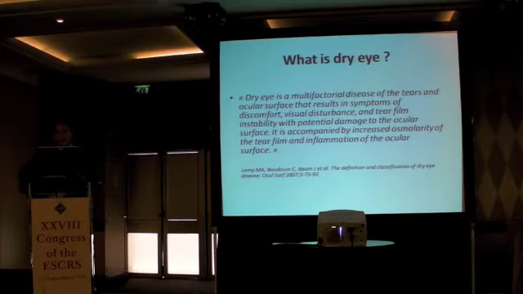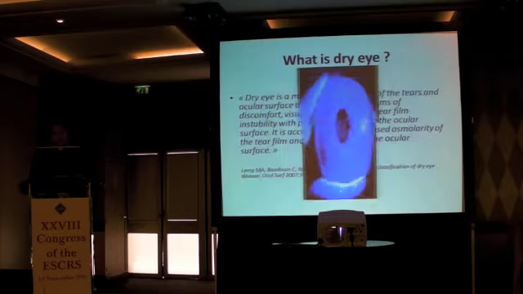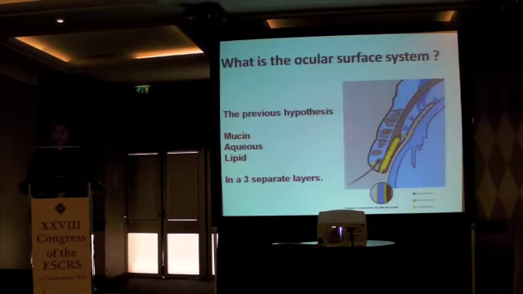including the tears and the ocular surface also, and that results in symptoms of discomfort, visual disturbance also, which is so important for our patients, and of course tear film instability with potential damage to the ocular surface. The key words are also osmolarity, higher osmolarity, and you will see with me inflammation of this surface. It's a typical clinical aspect, but everybody knows that in the room.